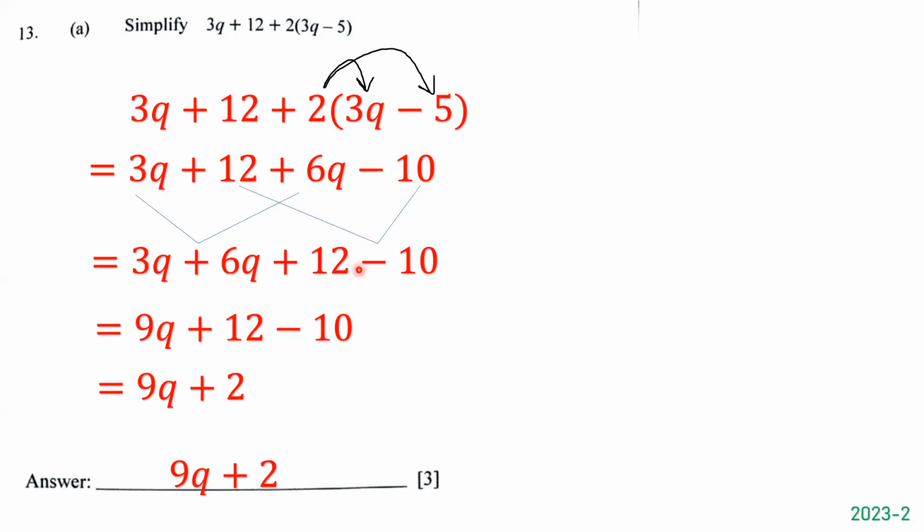So we want to put what's like together. We want to group the like terms. In this case, 3q and 6q are like terms, and 12 and negative 10 are like terms. Now let's add 3q plus 6q. If you add 3 plus 6, you'll get 9, and make sure you put down the q. And we bring down 12 minus 10. We have to subtract. 12 minus 10 is 2. And so the answer is 9q plus 2.